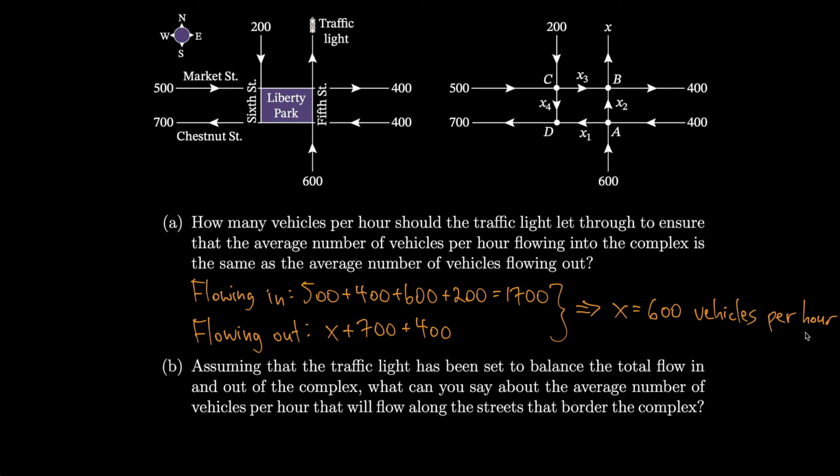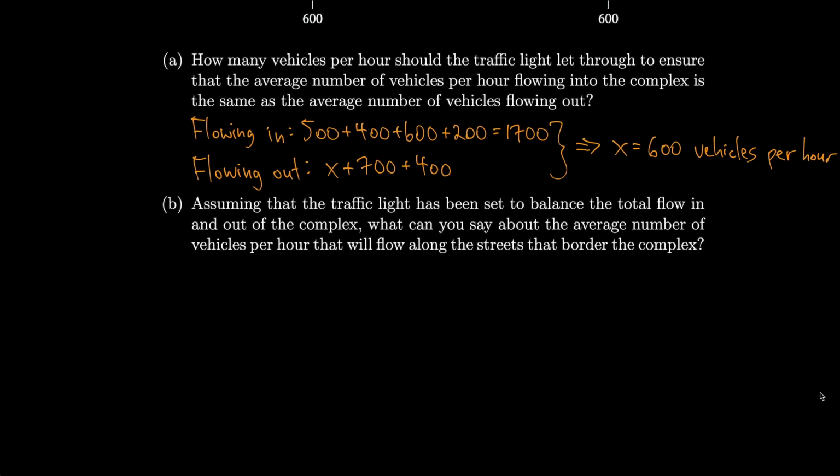Assuming that the traffic light has been set to balance the total flow in and out of the complex, what can you say about the average number of vehicles per hour that will flow along the streets that border the complex? Let's write out a little table, so I can list the intersections, I can list the flow in at each intersection, and I can list the flow out.